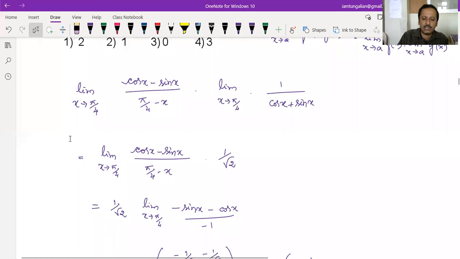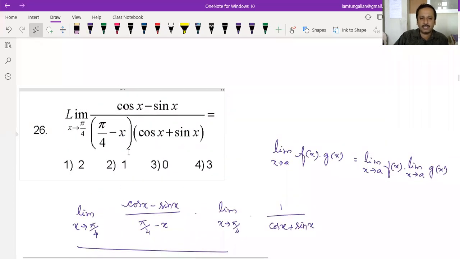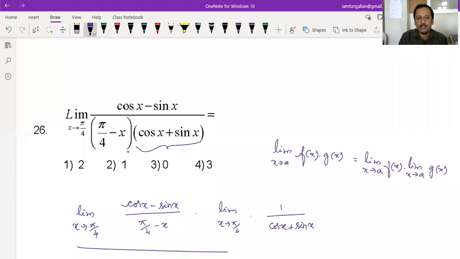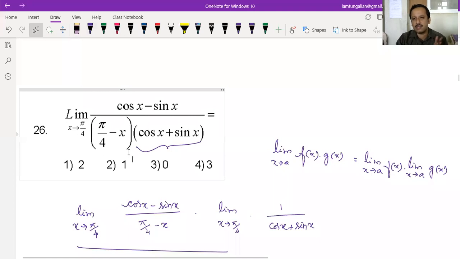Actually, writing this first step is not necessary. You can skip this first step. Just to make you understand, I have written this. So directly, for the factor cos x plus sin x, you can apply the limit and take it outside. But cos x minus sin x, you cannot take it outside. Why? Because there you are getting 0, and then the denominator is 0, an indeterminate form. If any factor is non-zero and finite, you can apply the limit and directly take it out.